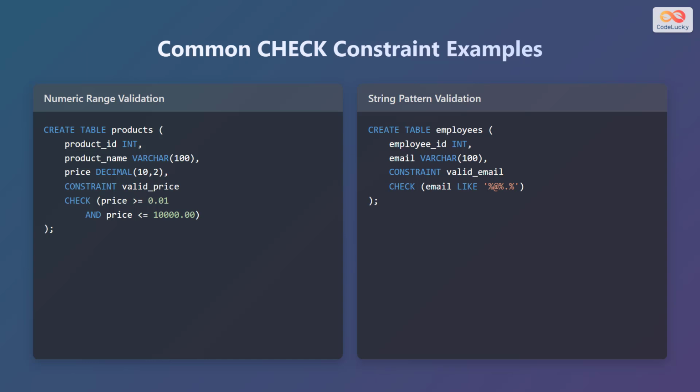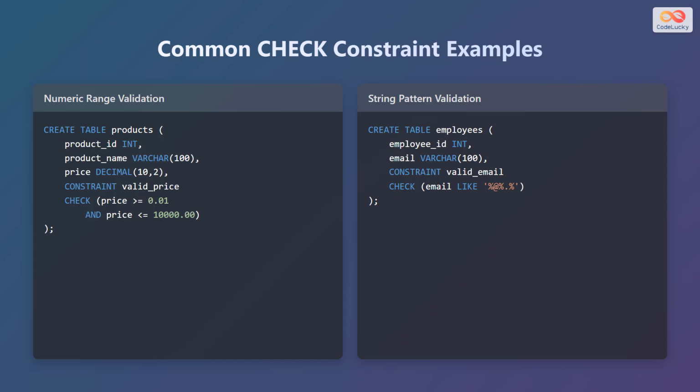Let us now look at some common check constraint examples. Let us see how to validate a numeric range. Here is an example to create a table named Products. It has ProductID of integer type, product name of variable character type of length 100, price of decimal type with a length of 10 and 2 decimal places, and a constraint named valid_price. Here we check if the price is greater than or equal to 0.01 and the price is less than or equal to 10,000.00.